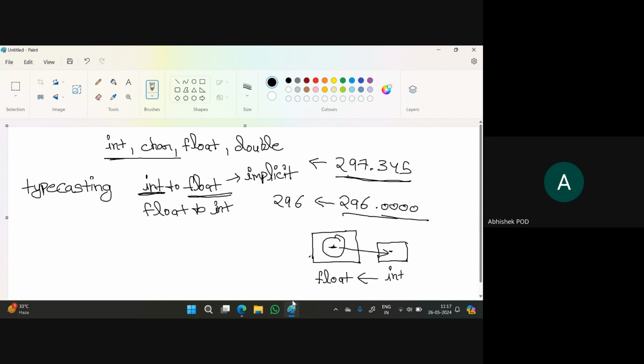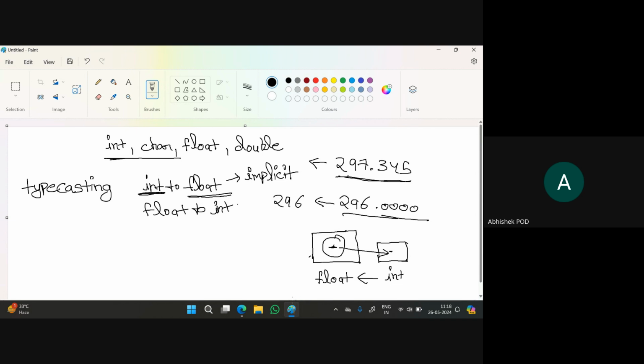For example, now let's say this 297.345 was the data that was available in this big memory box, and when you are putting it inside this int, you will have to thrash out some information out of this, right? Because you only have so much space available and only so much data can be stored. So, since there is a possibility of data loss here, the programmer needs to take care of this conversion himself or herself.